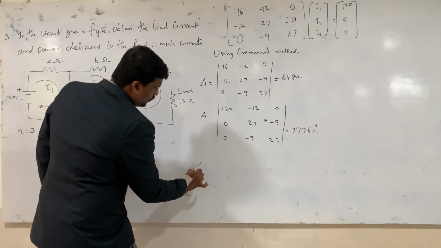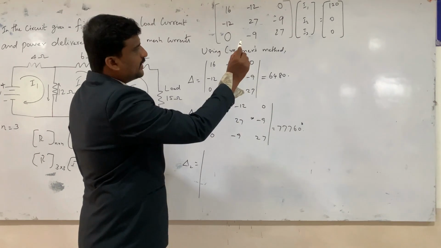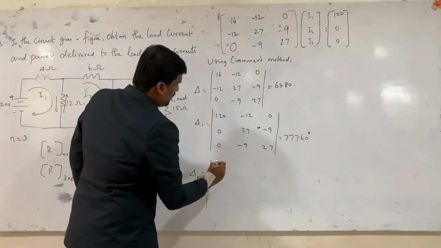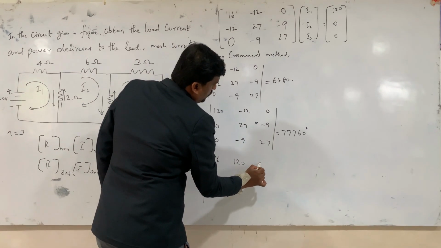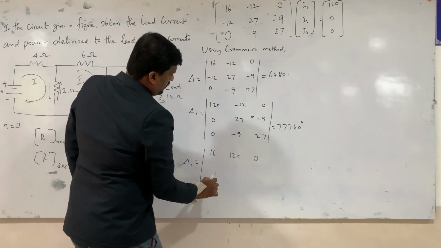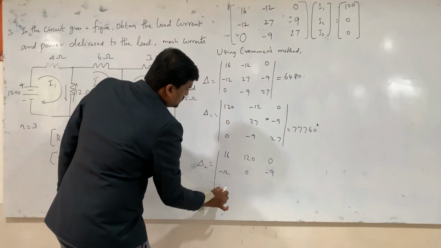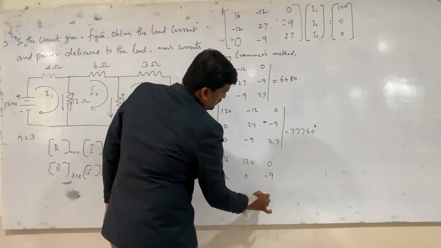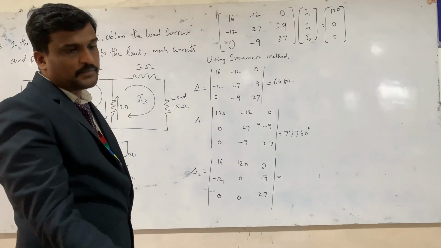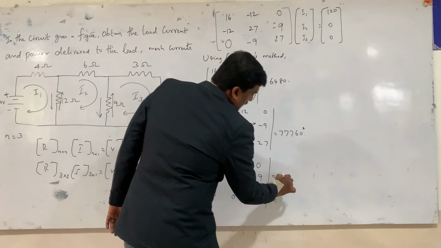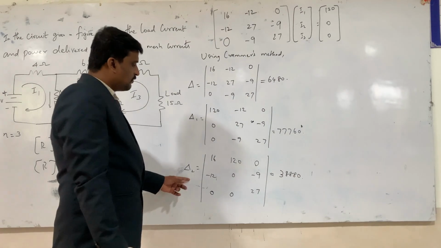Next del 2. Substitute the voltage values in the second column. So 16 120 0 and minus 12 0 minus 9 0 0 27. So you can find the determinant for del 2. So the determinant value what we got is 38880. So this is the value for del 2.